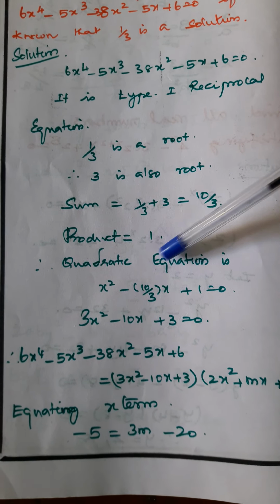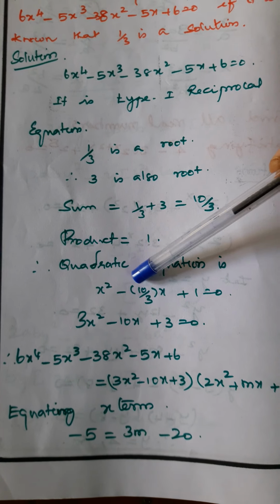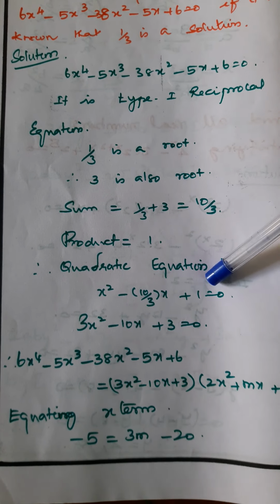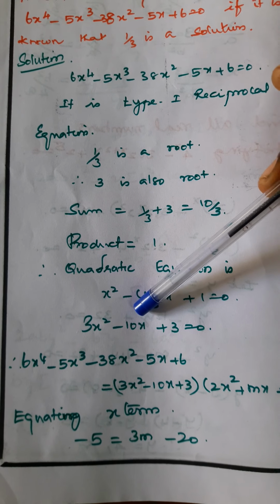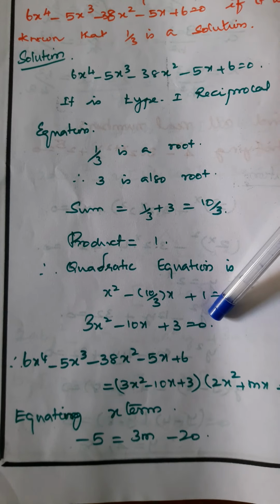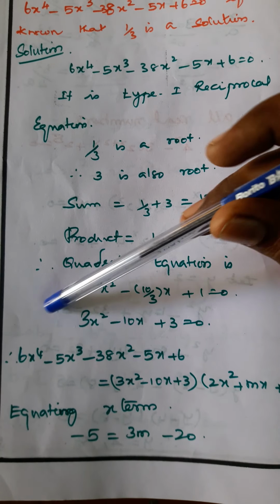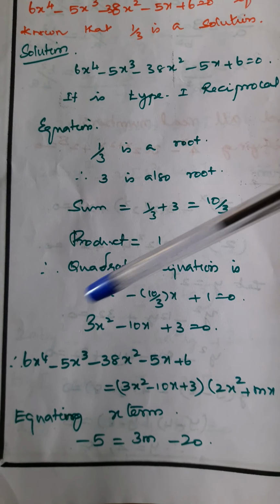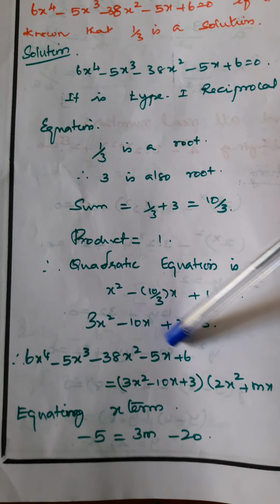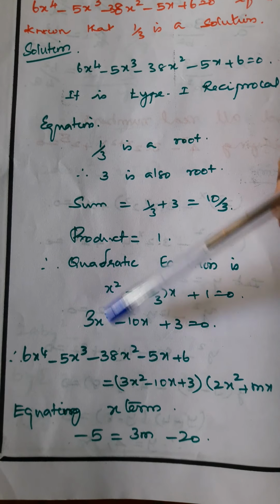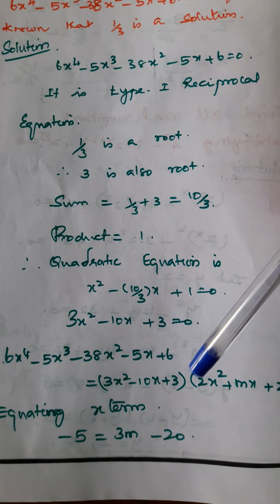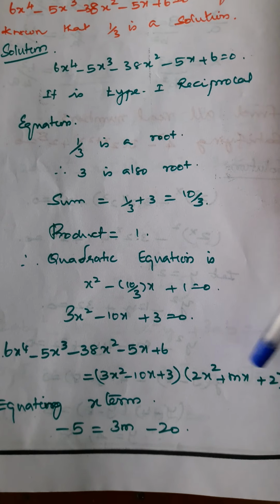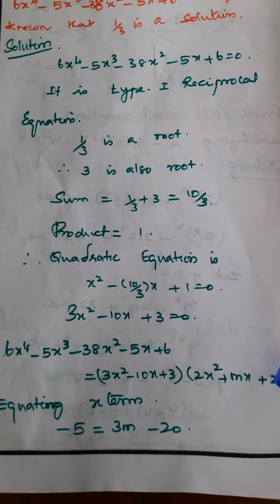So your quadratic equation is x square minus 10 by 3x plus 1 equal to 0. It becomes 3x square minus 10x plus 3 equal to 0. It's a quadratic equation. So the question can be rewritten using 3x square minus 10x plus 3 into 2x square plus mx plus 2. So how can I write this one?